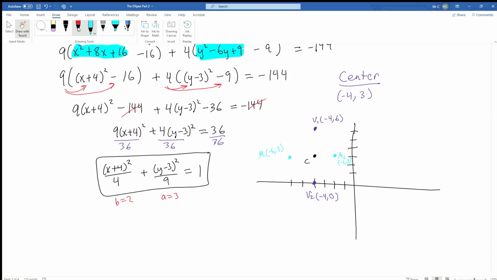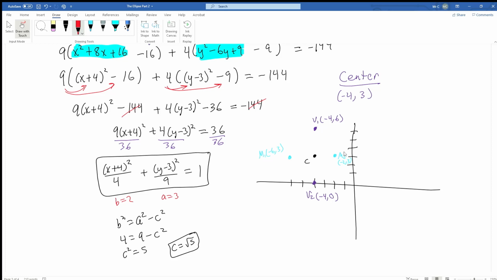And lastly, I need to find my foci, which means I need the distance c. So b squared equals a squared minus c squared. So 4 equals 9 minus c squared. So c squared equals 5. And c is the square root of 5.